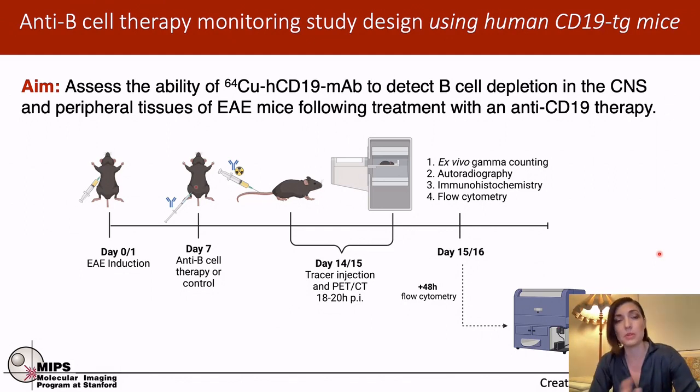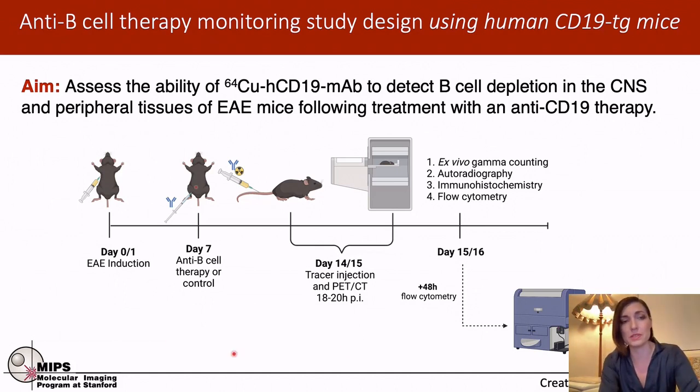So we're assessing the ability of this agent to detect B-cell depletion in the CNS and peripheral tissues of EAE mice. Now, these EAE mice are human CD19 transgenic mice, so they have human CD19 expressed on all of their B cells, all the B cells that are supposed to express CD19. And we're looking at imaging these mice before and after an anti-CD19 therapy. So, sort of what we would want to do in the clinical setting.